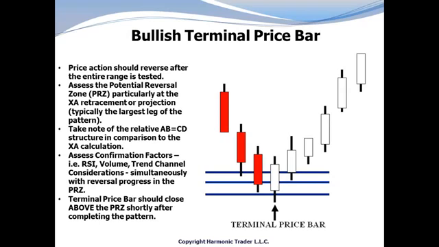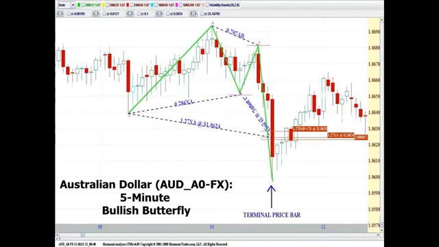We must assess the potential reversal zone, particularly at the XA retracement or projection. That is typically the largest leg of the pattern. It's important to take note of the relative ABCD structure in comparison to the XA calculation. Again, we want to assess confirmation factors, RSI, volume, trend channel considerations simultaneously with the reversal progress in the PRZ. The terminal price bar should close above the PRZ shortly after completing the pattern in a bullish setup.